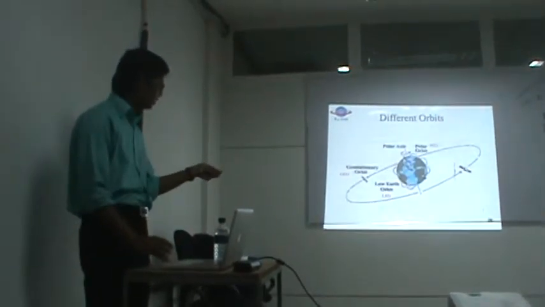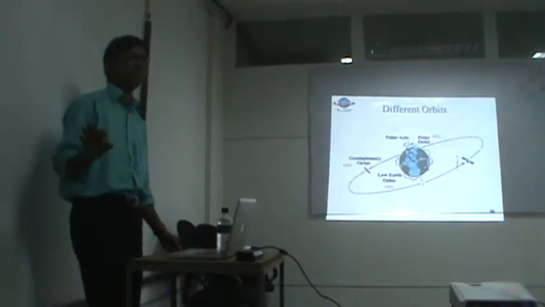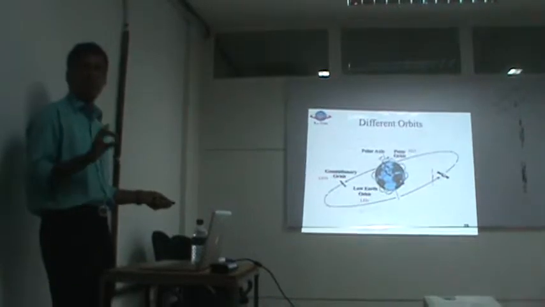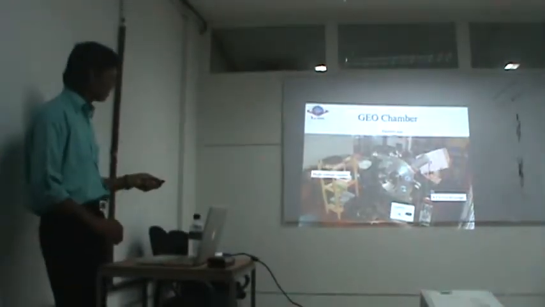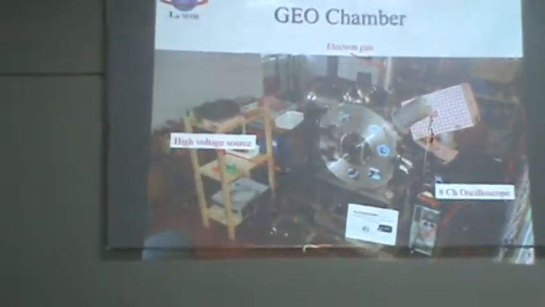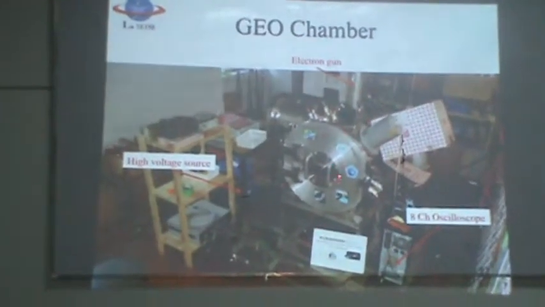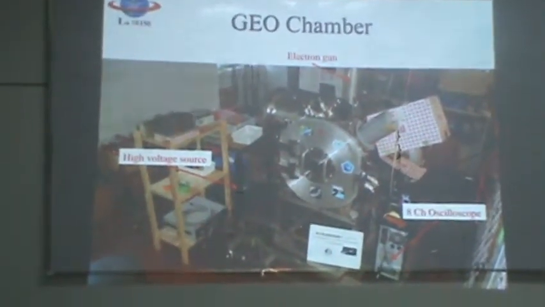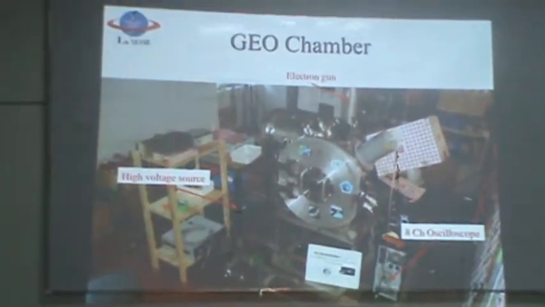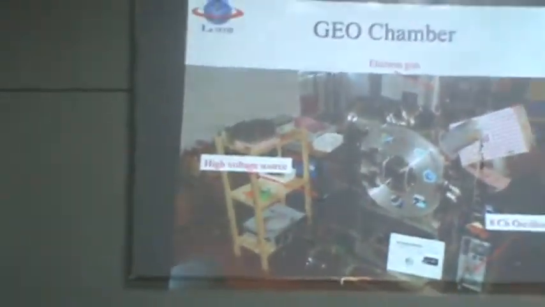So based on these three locations, we have three different chambers. That chamber can simulate this environment in our lab. The first one is the geo chamber. This is our geo chamber. And we can create the high energy electron, and we bombard the electron on the solar coupon or electronics. So we can check the electronics performance in the geostationary orbit. So we call it a geo chamber.